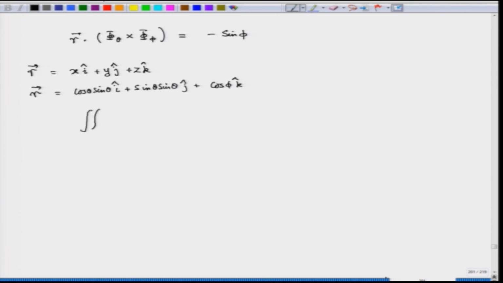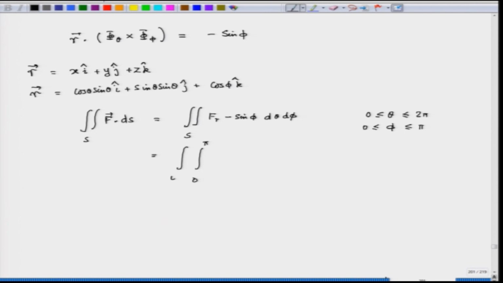So, I have integral S f dot ds is equal to integral S fr minus sin phi d theta d phi. You know how the angles vary: theta is varying from 2 pi to 0 and phi is varying from 0 to pi. Here I can integrate over phi first, so 0 to pi, 0 to 2 pi, minus fr sin phi d theta d phi.